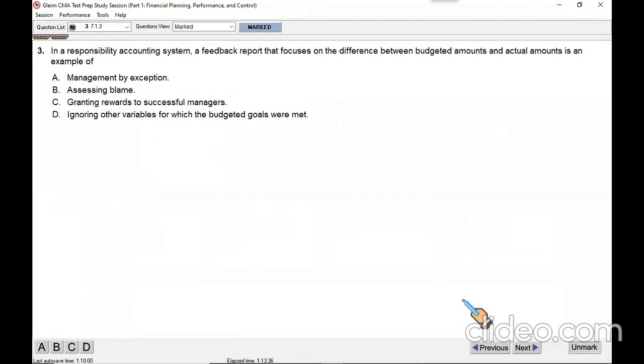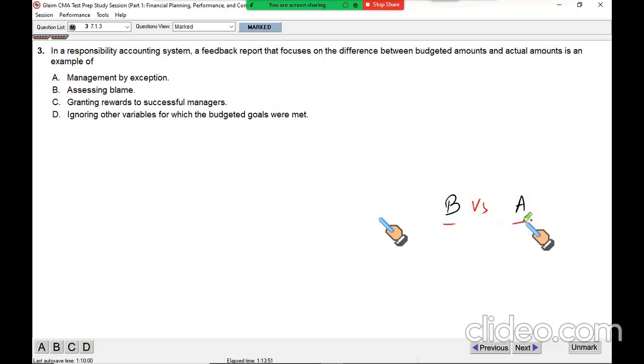Okay, I think starting from here. In a responsibility accounting system, a feedback report that focuses on the difference between budgeted amounts and the actual amounts. On one side, we have the budget. On the other side, we have the actual results. So it's basically budget versus actual. When this is done, what kind of report is it? When you have budget on one side, actual on the other, we identify variances which can be favorable or unfavorable, or adverse. So what kind of report is it?